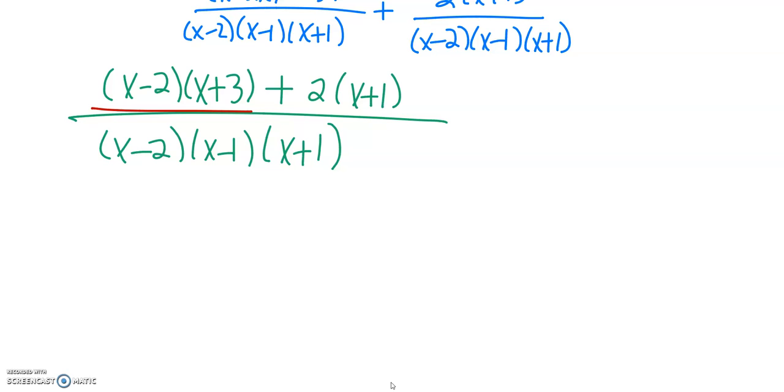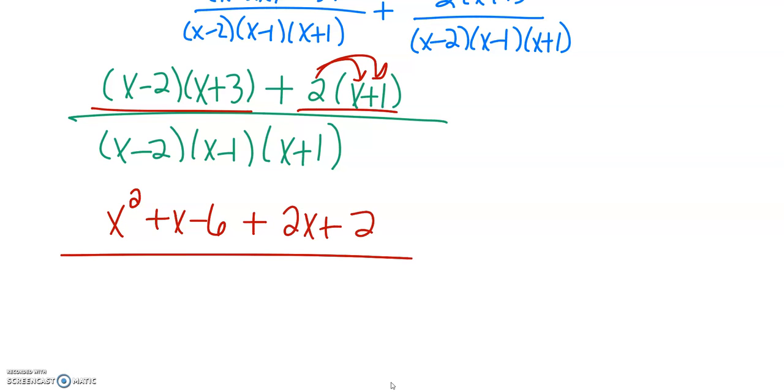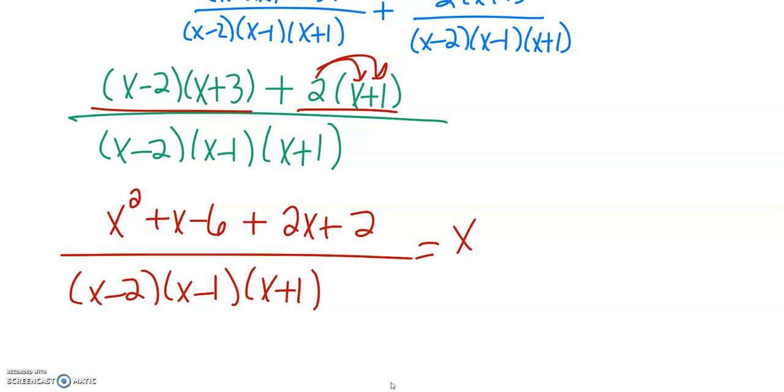You can use FOIL if you'd like, or you can use a box method. But that becomes x squared plus x minus 6. And then we're going to multiply this, and that just distributes, right? 2 times x and 2 times 1. So we have 2x plus 2 all over x minus 2 times x minus 1 times x plus 1. And then we combine things that are alike. So we have x squared plus 3x minus 4 all over that.